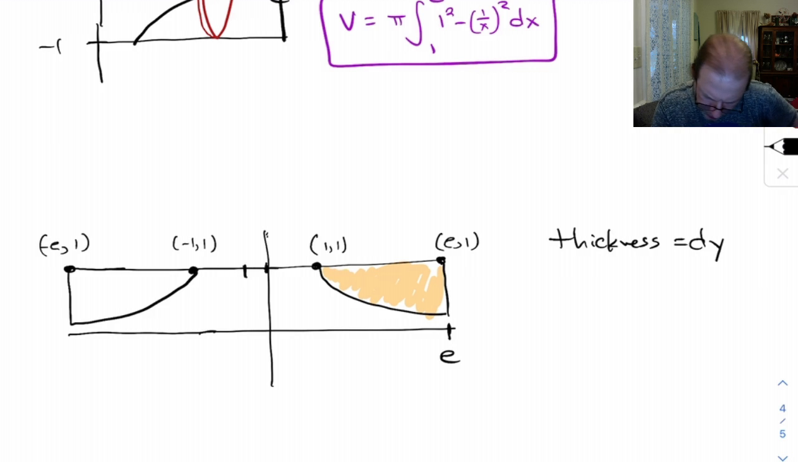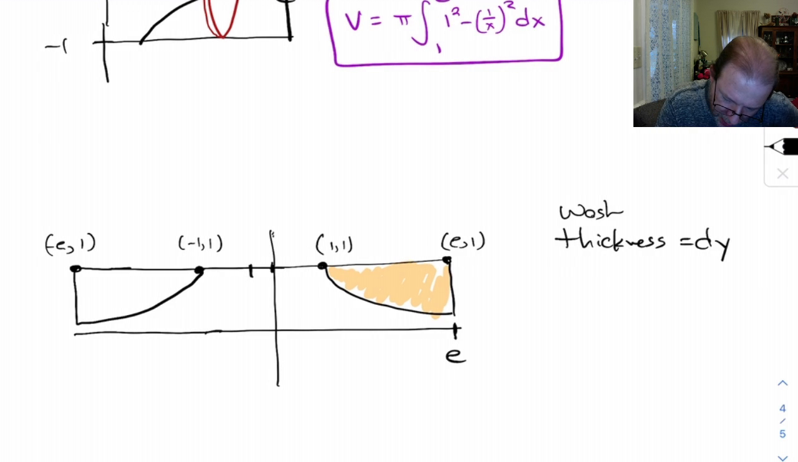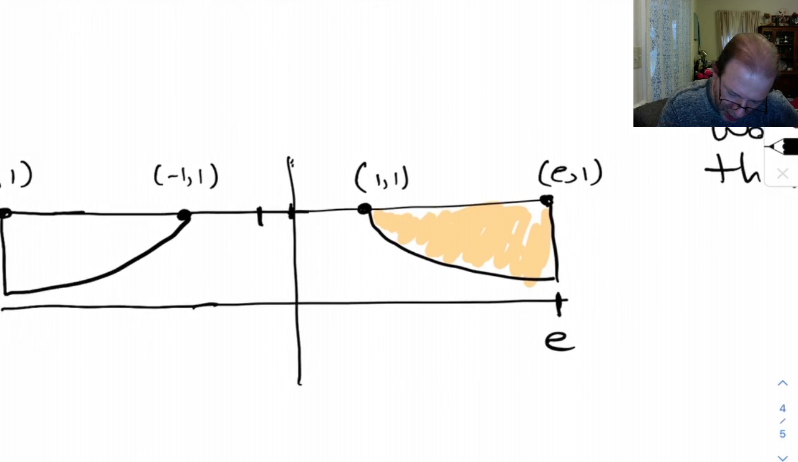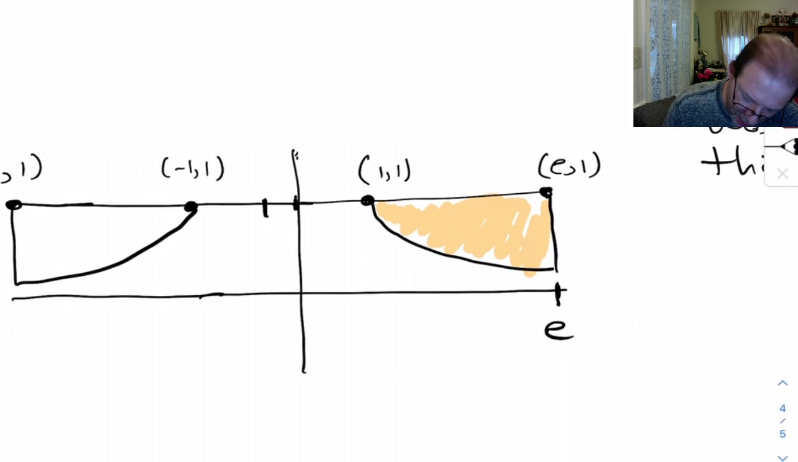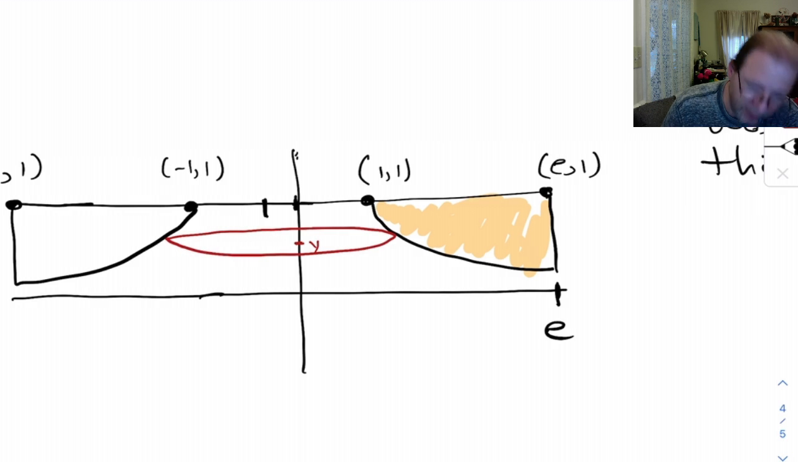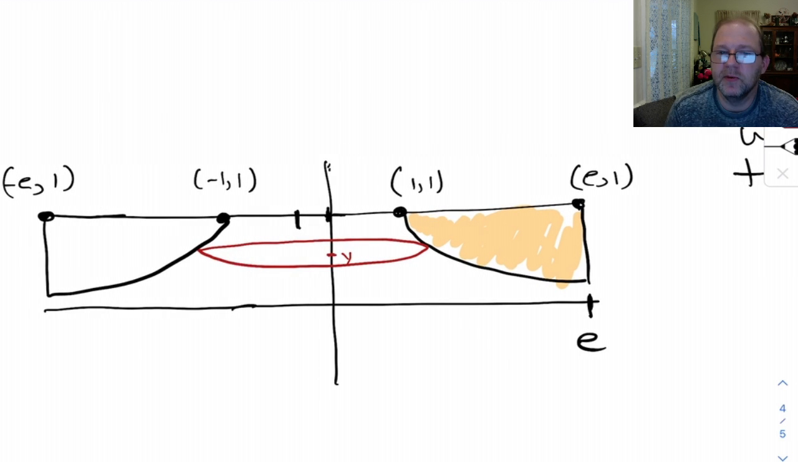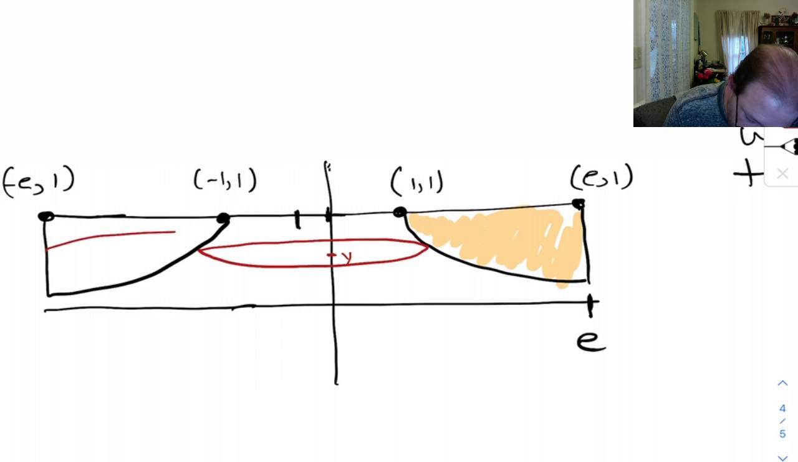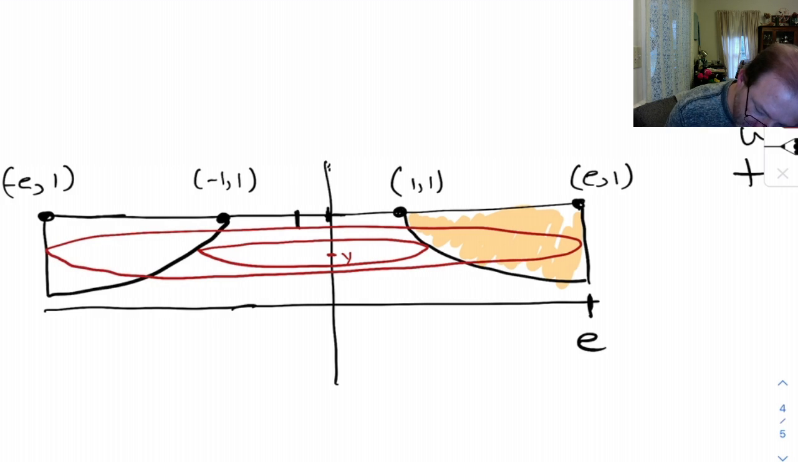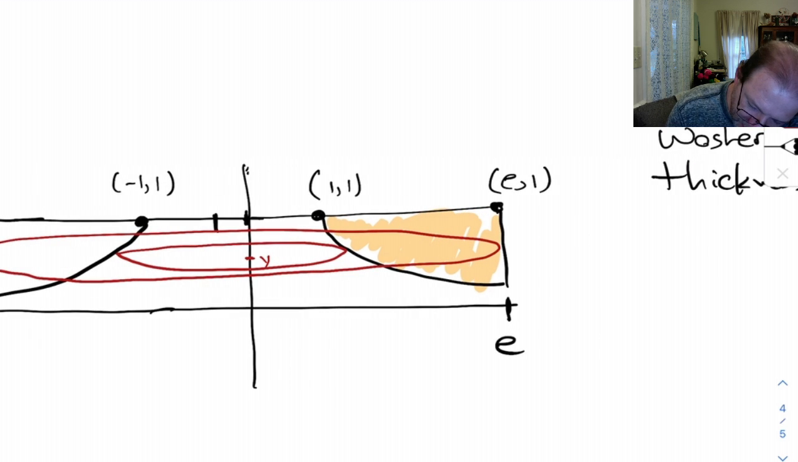And let's see, what else? This is going to be a washer. These are going to be flat washers, laying down washers. So I'm going to pick a point here in the middle, y. And my drawing is not very symmetric, but that's supposed to be the center of the circle there. So that's y. That's my little radius, or my inside and my outside. So to come up with these radiuses, we've got to put everything in terms of y.